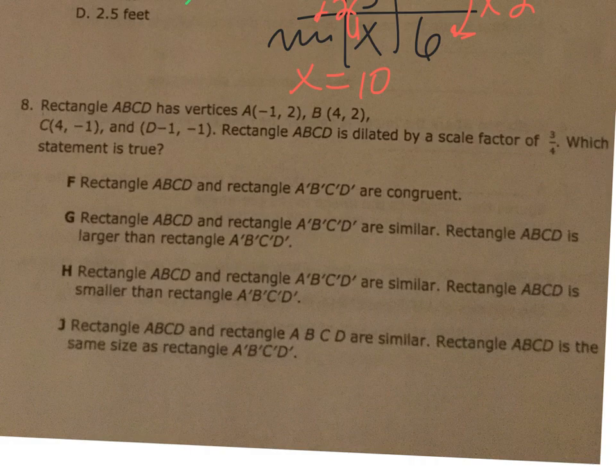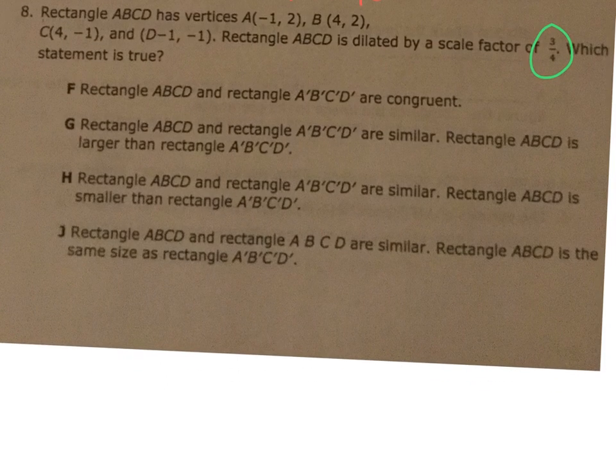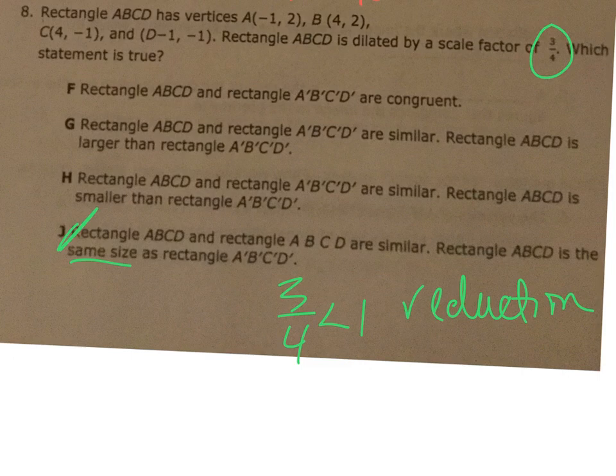This one you really need to read carefully. We have two rectangles A, B, C, D, and it's dilated by a scale factor of 3/4. So since 3/4 is less than 1, we know that we have a reduction, so it's going to be smaller. But you need to read the answer choices carefully. If we look at our answer choices, we know that J is not correct because it says that they are the same. And that's what congruent means. So it's between G and F.